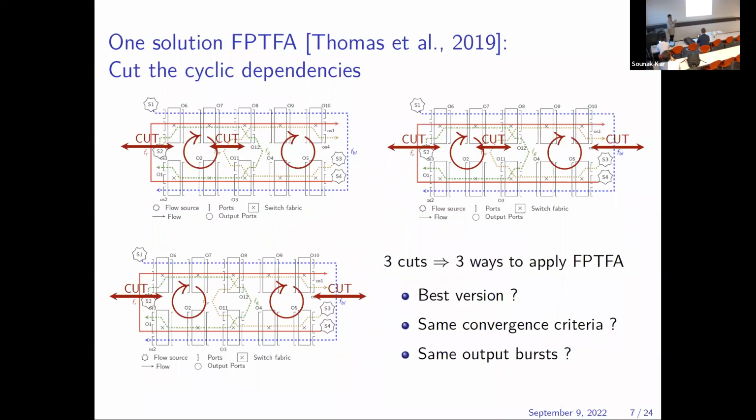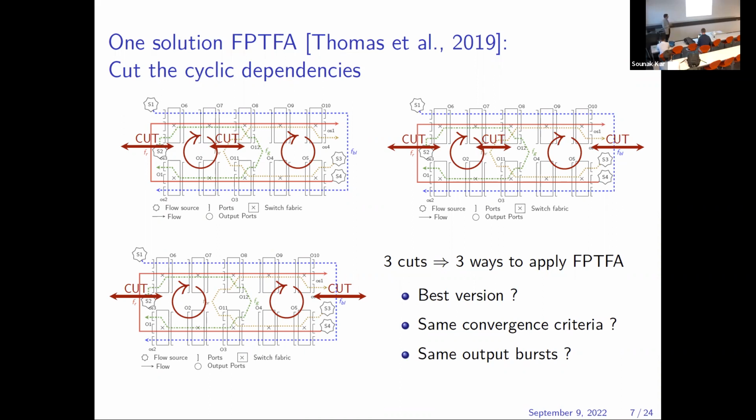One solution, so TFA doesn't work on this network, because of the cyclic dependency. And one solution which was proposed by Thomas et al. is to cut the cyclic dependency. So here we have 2 cycles. So there are 3 different ways to cut the network and 3 ways to apply FPTFA.